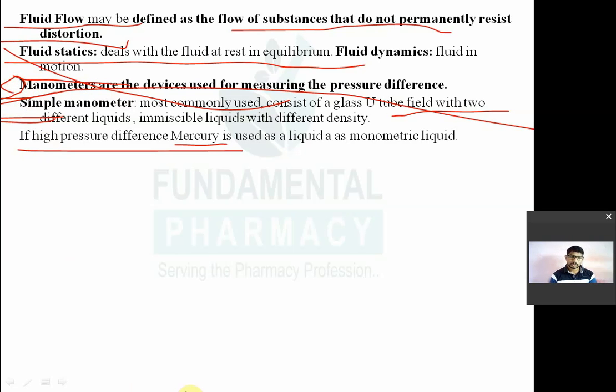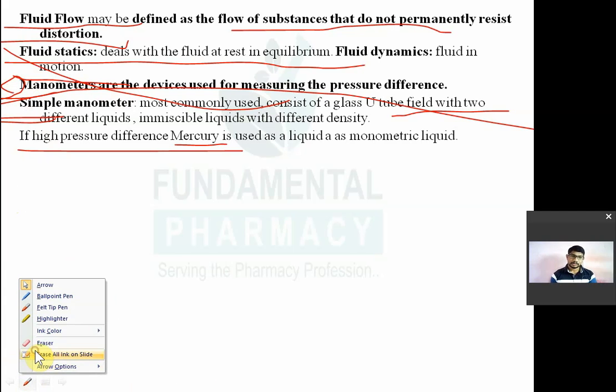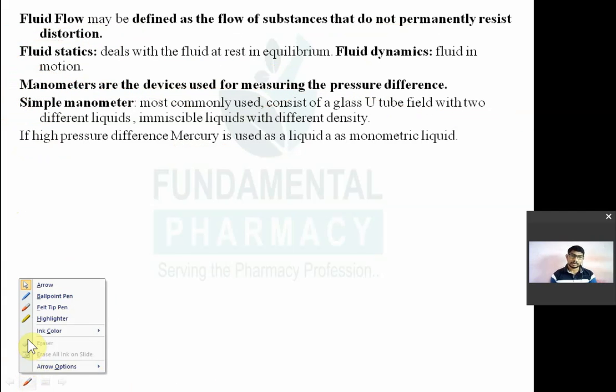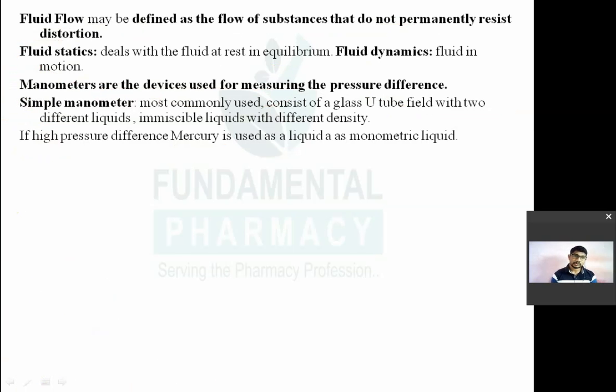What is a manometer? A device used to measure the pressure differential. This question has already come. Now, if you want to measure a high pressure differential, a high difference in the pressure, then what kind of manometric liquid is used? So that is mercury.